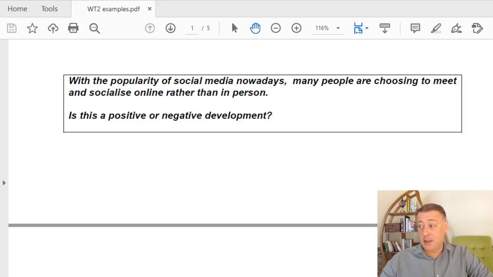So again, this is an opinion essay, and you don't need to have one paragraph about why it's positive and one paragraph about why it's negative. That's similar to taking a middle position, but you should acknowledge or mention the other side in the ways that I do it later in the lesson in the sample essay.